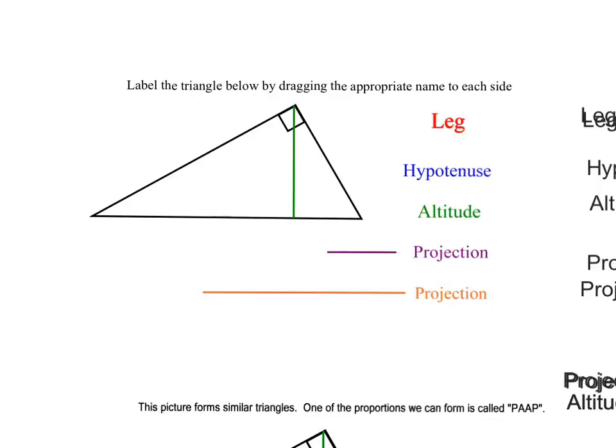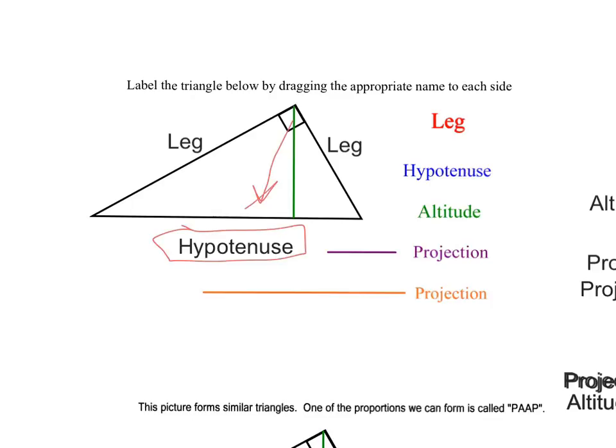So given this right triangle right here, we have two legs, which would be this one, and we have a hypotenuse, which would in fact be the entire bottom portion, which is the one that is across from the right angle. So remember, the one that's across from the right angle is always the hypotenuse.